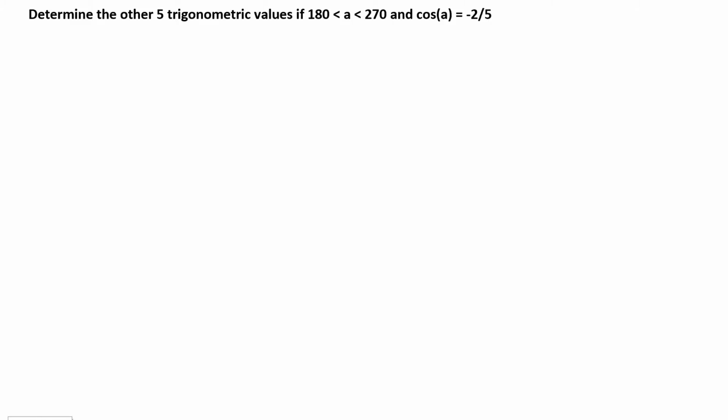Okay, so today we're going to make a video here for the 5 trigonometric values of an angle. So we see that the angle here is in quadrant 3, somewhere between 180 and 270, and they're giving us one of the trigonometric values, cosine. Now there's a couple of different ways we could attack this problem.